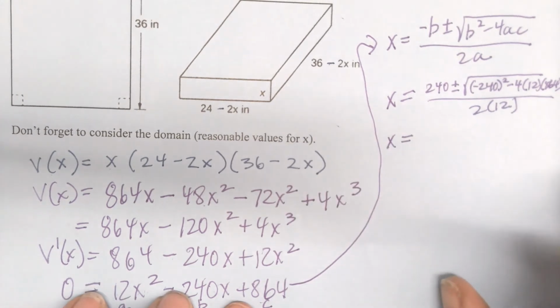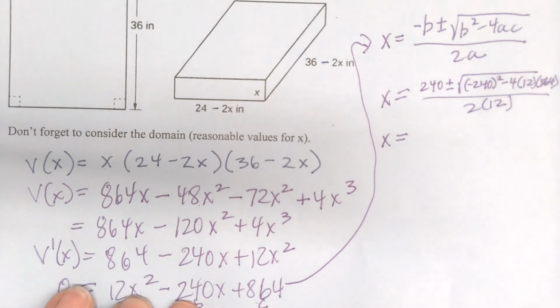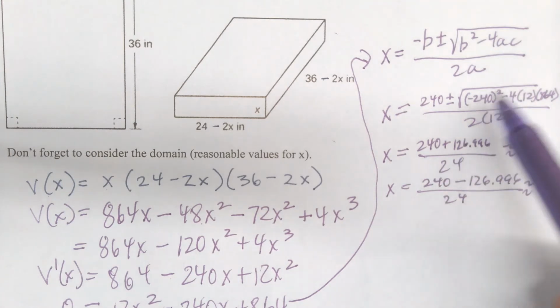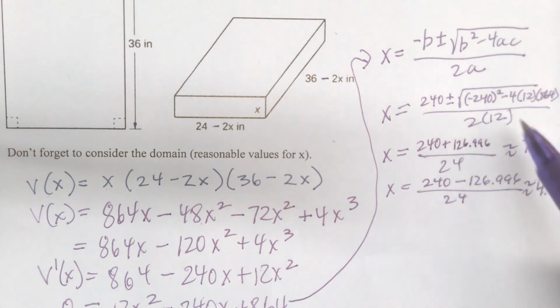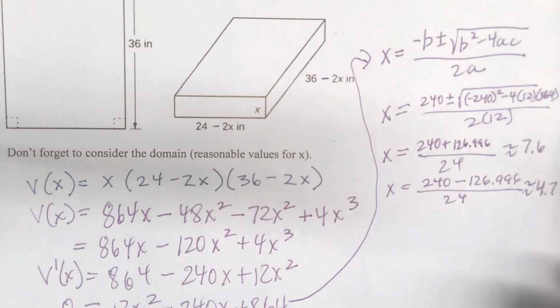I'm going to let you guys go ahead and work through that. Again, pause the video, and then we'll meet back here, and we'll put that together and see how we compare with our answers. Okay, so welcome back. I got my values. I got x to be roughly 7.6. When I did 240 plus inside here, I got 126.996-ish. I got 7.6 for that one, and I got 4.7 for the other one.